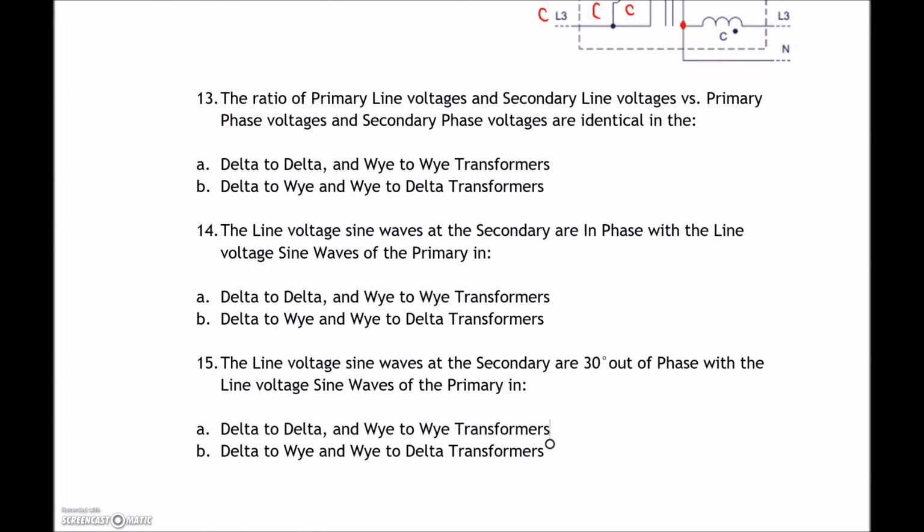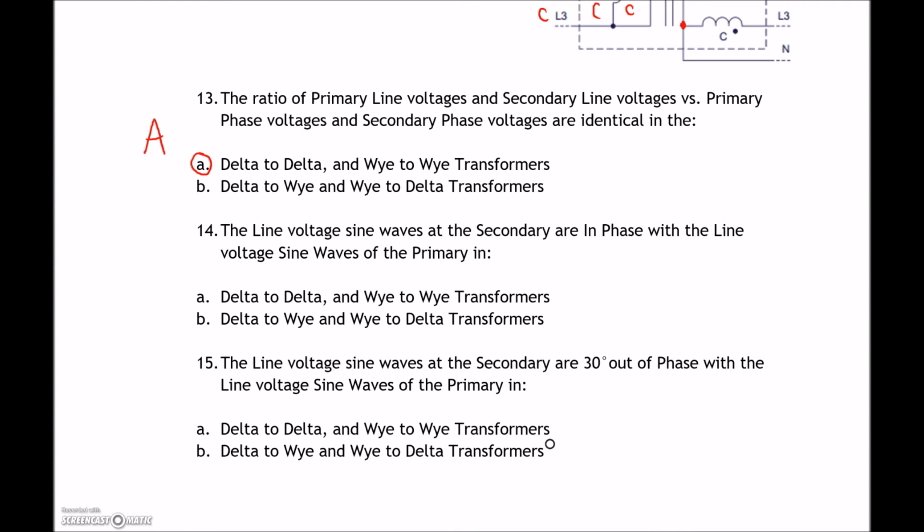So the ratio of primary line voltages and secondary line voltages versus primary phase voltages and secondary phase voltages are identical. So if you have a delta to delta, just think of them as a mirror image. Or a Y to Y, that's a mirror image, right? So the line ratio and the phase ratio are identical in both the delta to delta and the Y to Y transformers. So 13 is A.